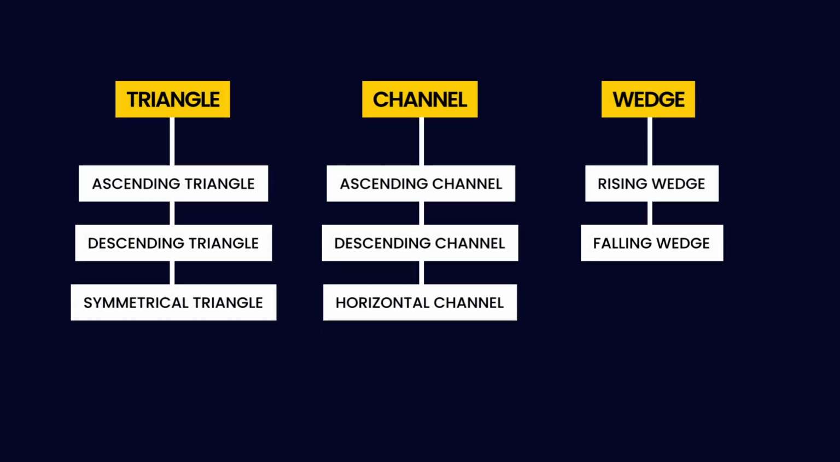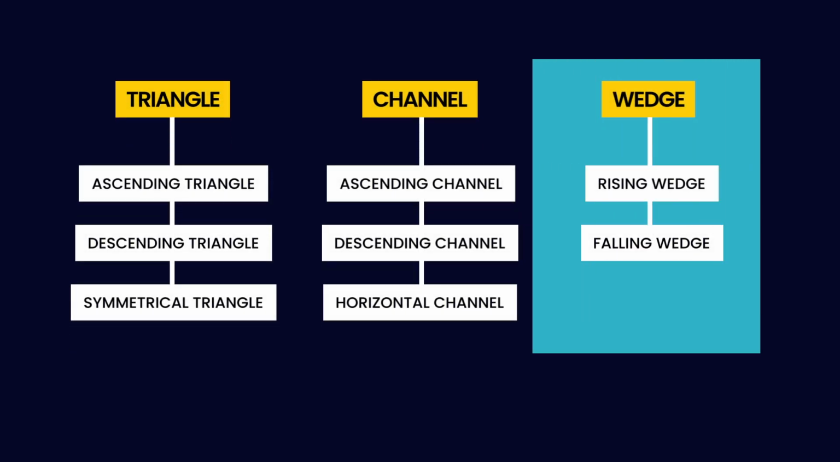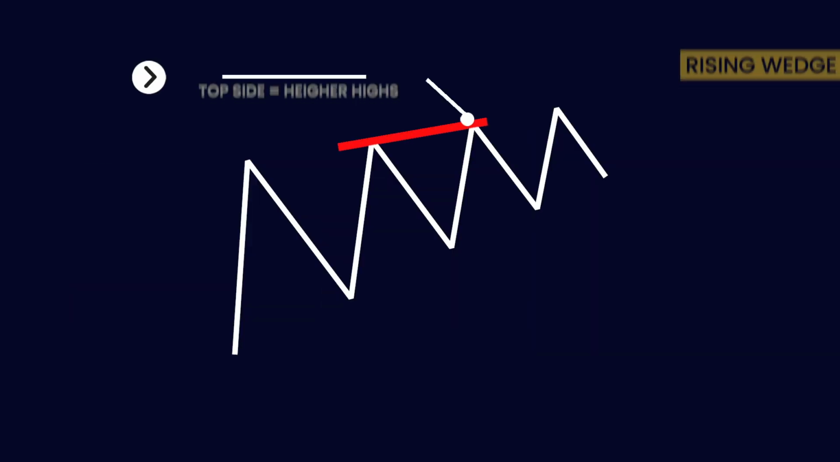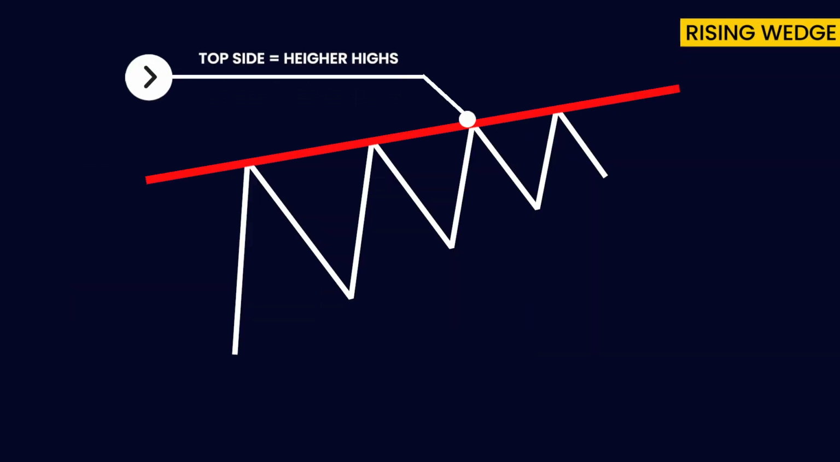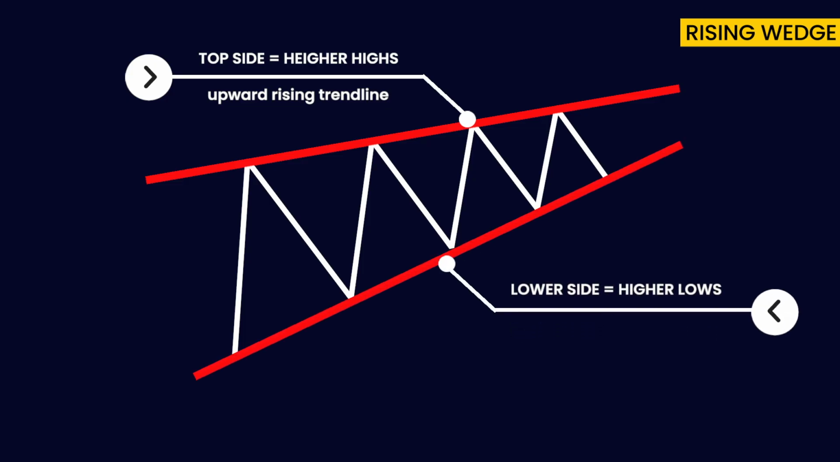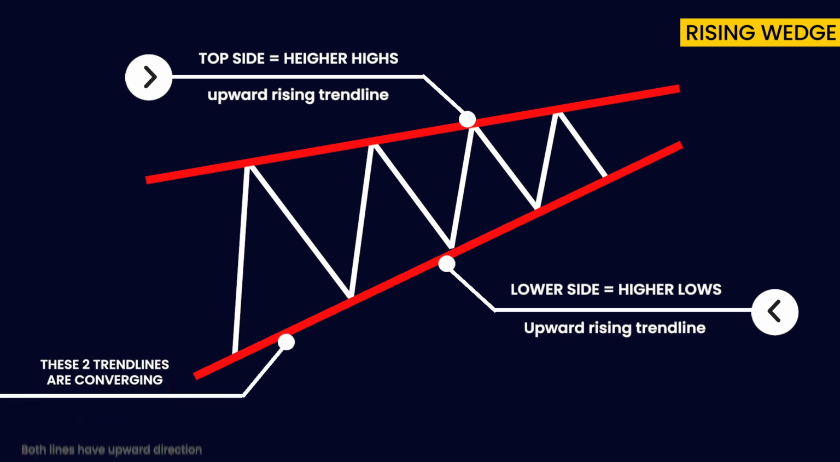It really helps us. Now let's talk about wedges, which have two key types. First is the rising wedge. The top boundary features higher highs, letting us draw an upward sloping trend line. The bottom boundary creates higher lows, allowing another rising trend line. What's crucial here is that both lines are converging and moving upward.